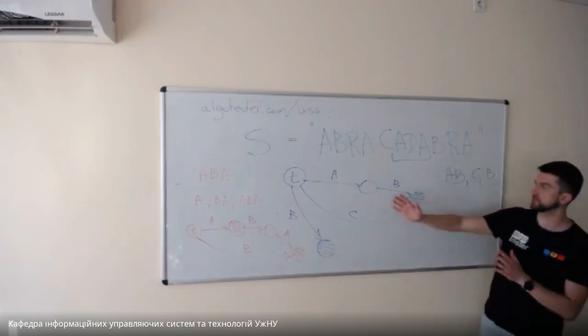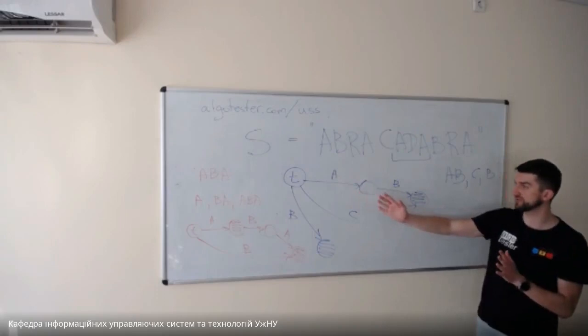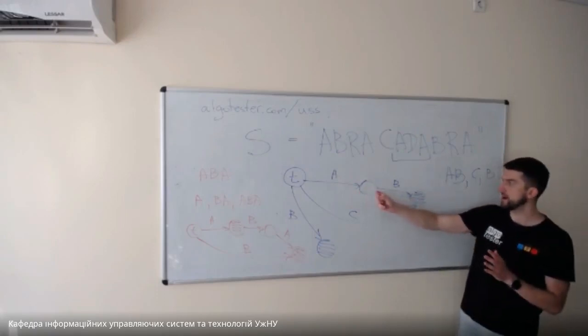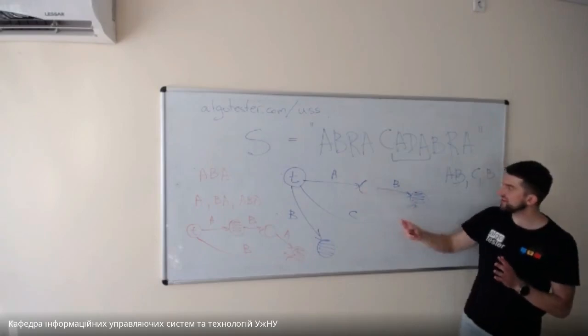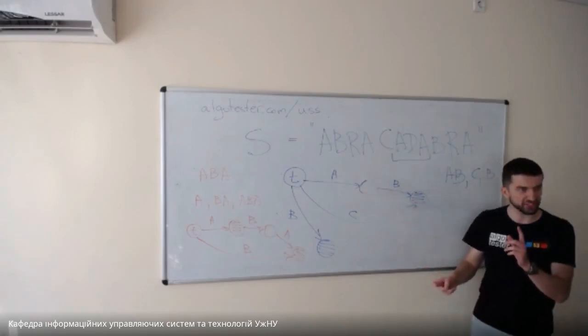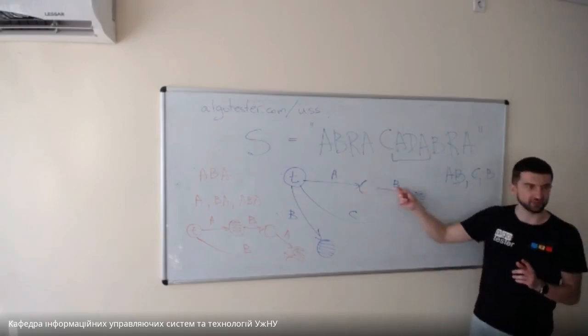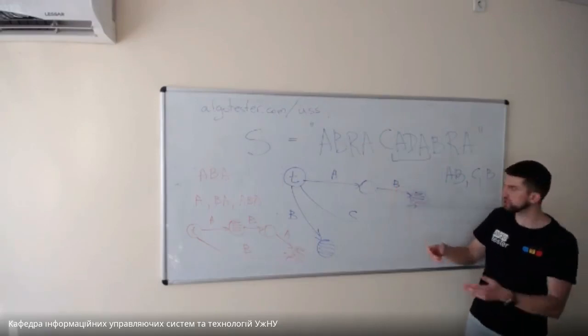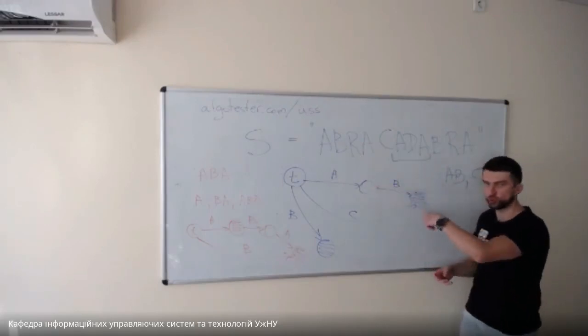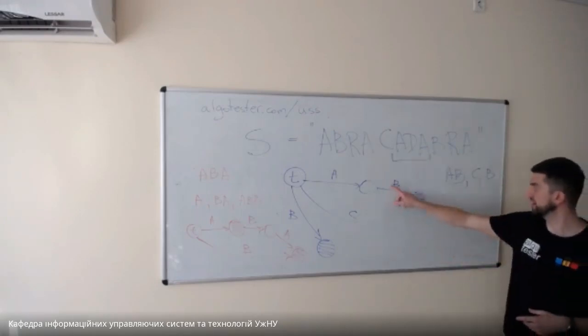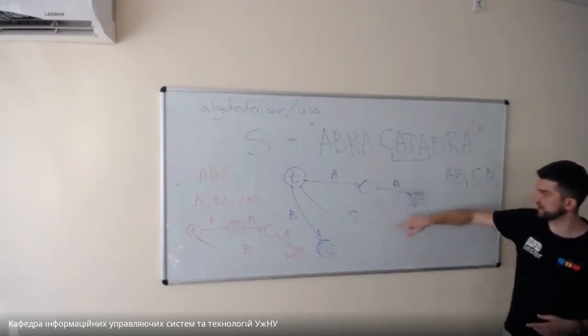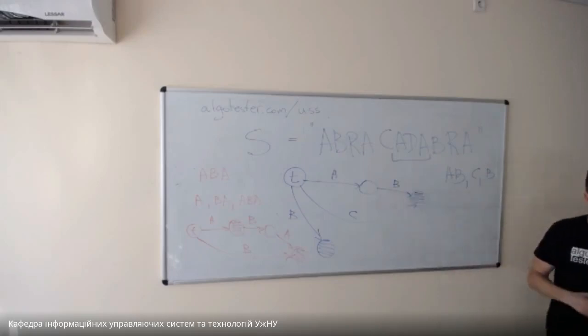Okay, another pretty obvious thing is that from any state, from any vertex, there can be at most one edge with some particular character. In other words, you cannot have two edges with the same letter on them. Like if you have B here, you cannot have another edge with B on it, right?